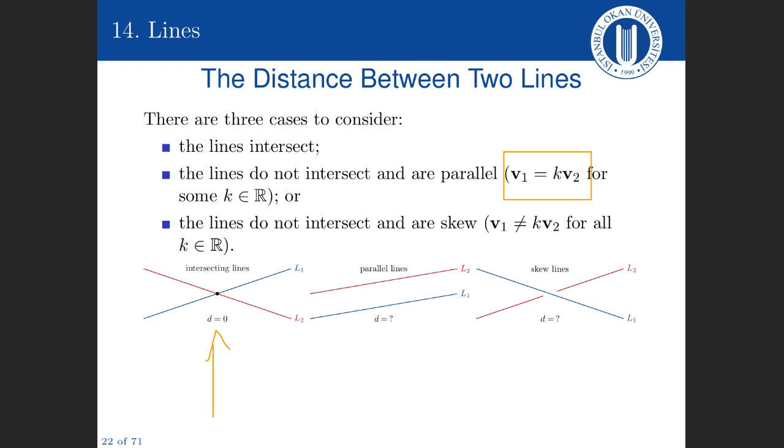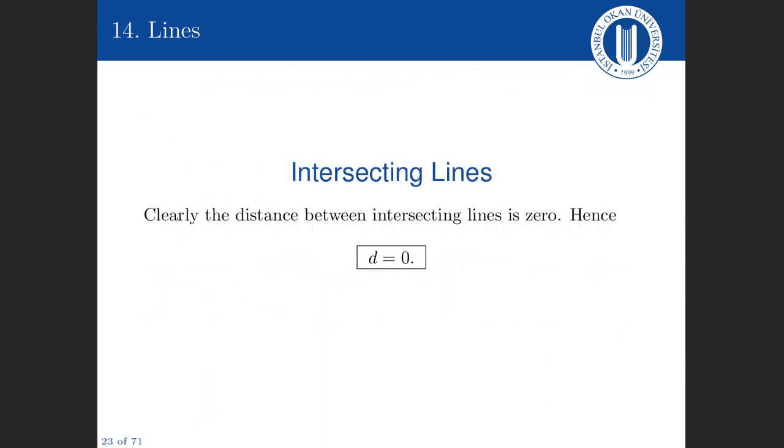Or maybe the lines do not intersect and they are skew. I'm drawing like this. So imagine that line 1 is somehow above line 2. I've tried to show this by hiding part of line 2. Intersecting lines, this is the easy one. If our two lines intersect, then clearly the distance between them is 0 because they're touching.